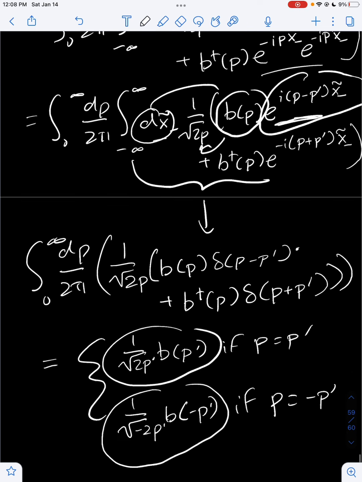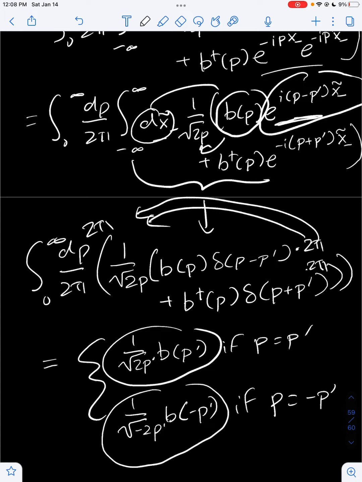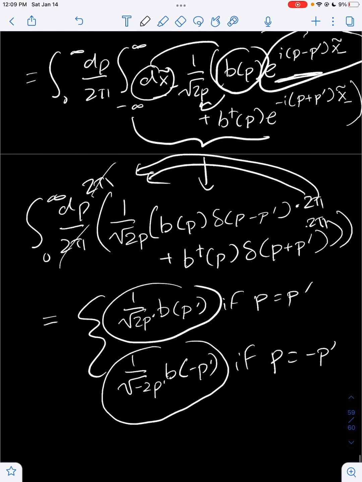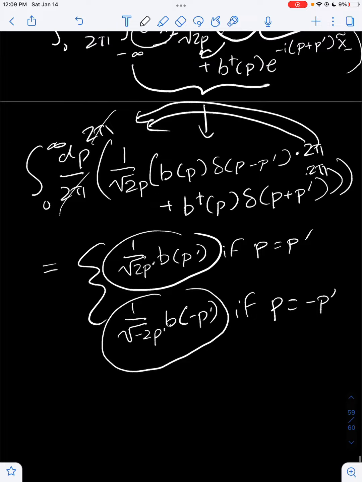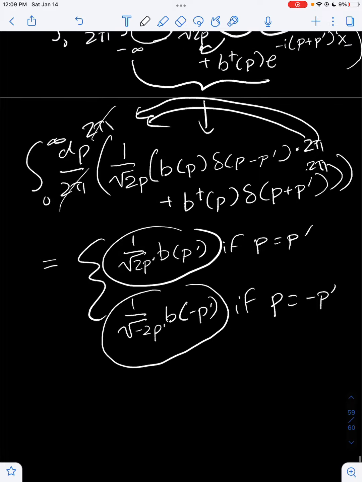And actually, we should recall that we should have a 2 pi over here, by the way, because when we integrate over the exponential, we get factors of 2 pi. So those 2 pi's can be moved to the front, and then we'd have 2 pi divided by 2 pi, and that'll just cancel out. So there would be no 2 pi left over. No more pi's left over. So yeah, so this is our answer.